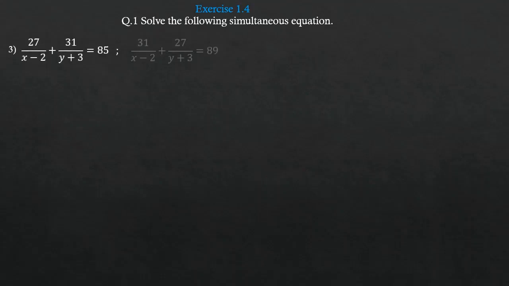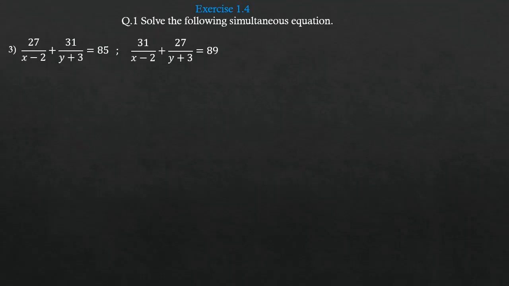Let's continue one more question from the exercise 1.4, main question 1 ka sub question number 3. The question is 27 upon x minus 2 plus 31 upon y plus 3 is equal to 85, and 31 upon x minus 2 plus 27 upon y plus 3 equal to 89. These are the two equations we have.